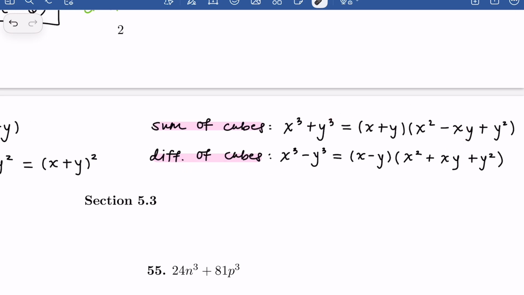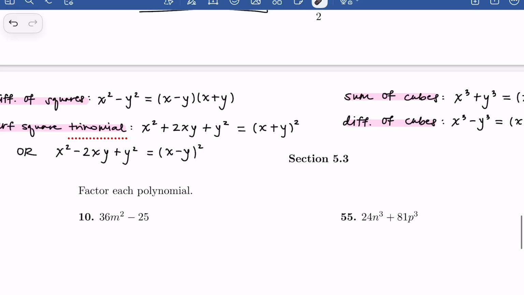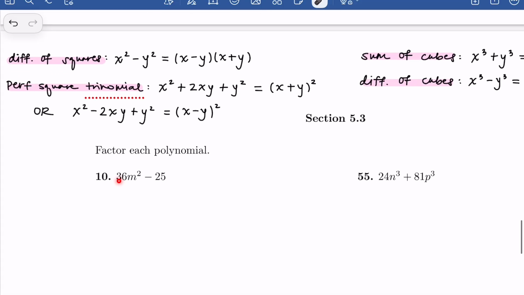So the whole idea here is to look at these polynomials and be able to recognize what special type of polynomial it is. So let's look at this first example. We have 36m squared minus 25. So right off the bat, notice 36 and 25 are perfect squares, and then we also have this m squared, and we're subtracting these. So this tells me we're looking at a difference of squares.